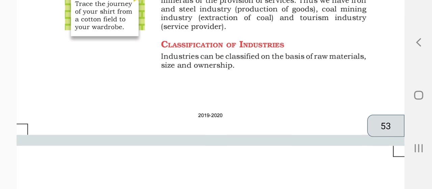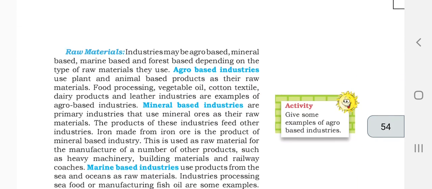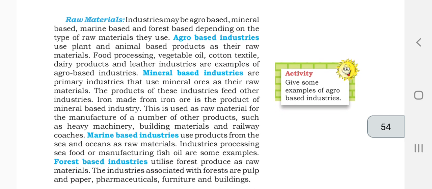Classification of industries. Industries can be classified on the basis of raw material, size, or ownership. First, we see the raw material the industries use. Industries may be agro based, minerals based, marine based, and forest based, depending on the types of raw materials they use. Agro based means agriculture based, minerals based means mines and all, marine based means sea based, and forest based means jungles. All these industries depend on these raw materials. If they don't get them, they cannot make anything new.